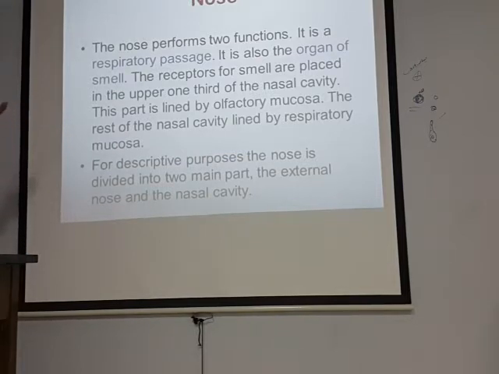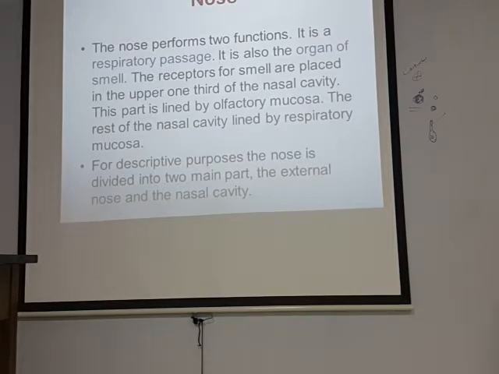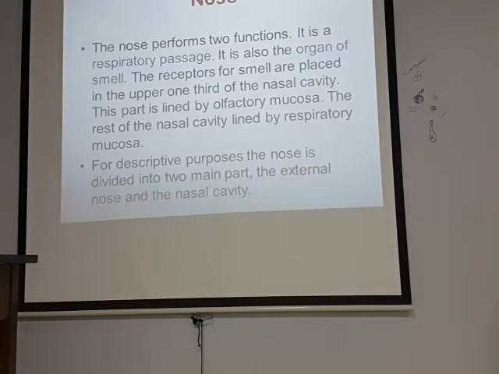The remaining part of the nasal cavity has respiratory mucosa. So what is the respiratory mucosa? It is lined by pseudostratified ciliated columnar epithelium. The lining epithelium of the trachea is also pseudostratified ciliated columnar epithelium, the lining epithelium of the respiratory tract.